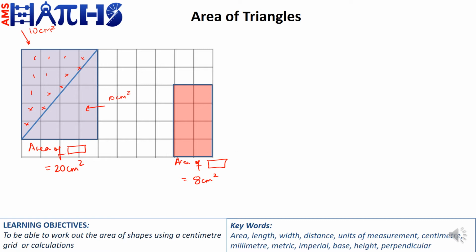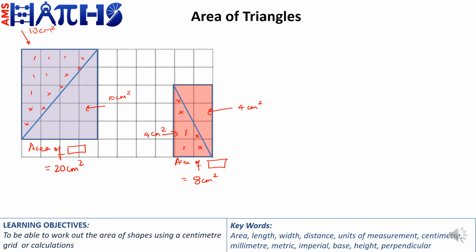Let's do that for the red rectangle. We're going to draw a diagonal and it should cut the rectangle into two equal areas. So let's see if we will get 4 for each of these triangles formed. So we're going to check. 1, 2, 3, 4. So for this triangle, we get 4 centimeters squared. So therefore this triangle is also 4 centimeters squared.